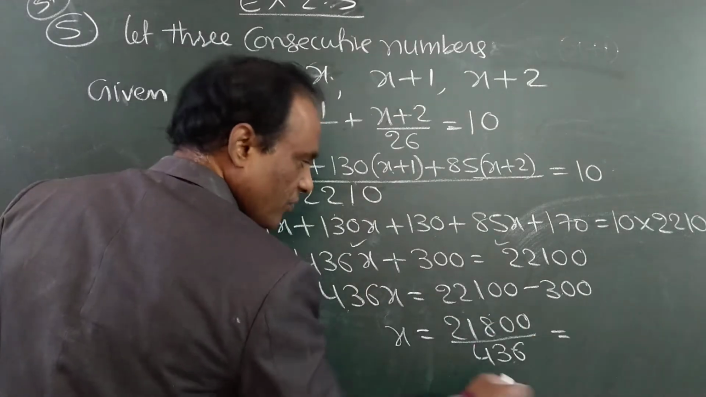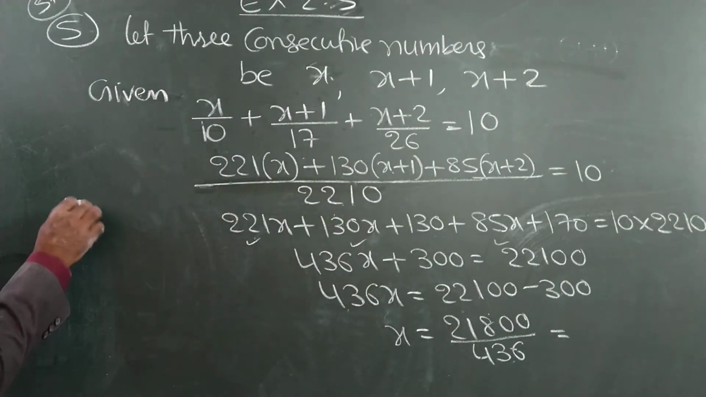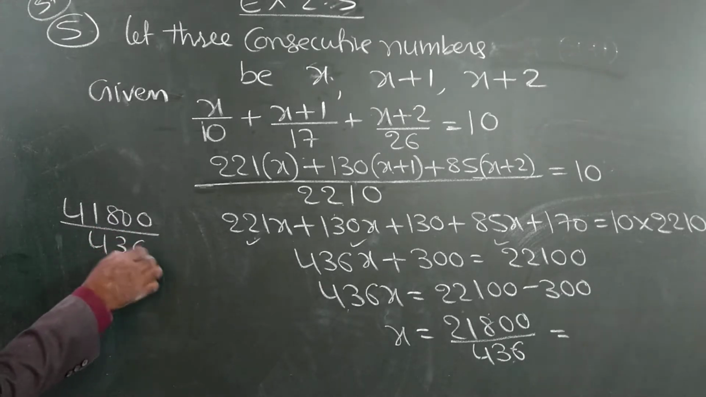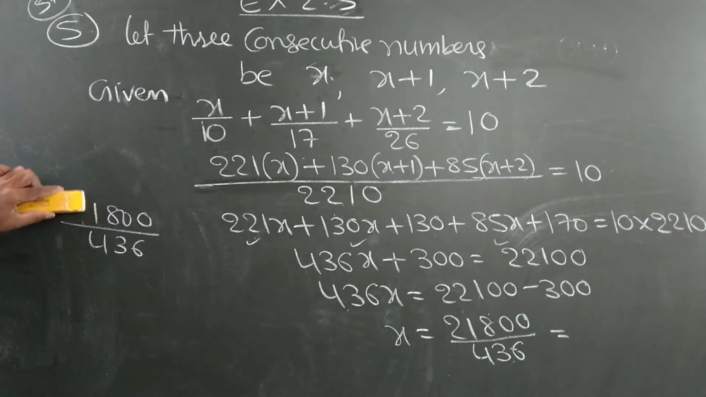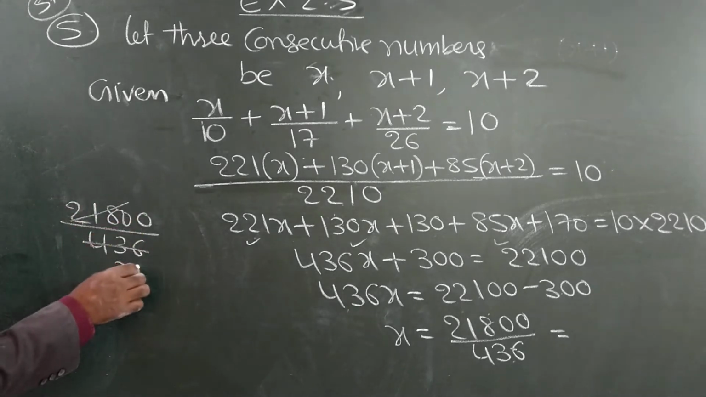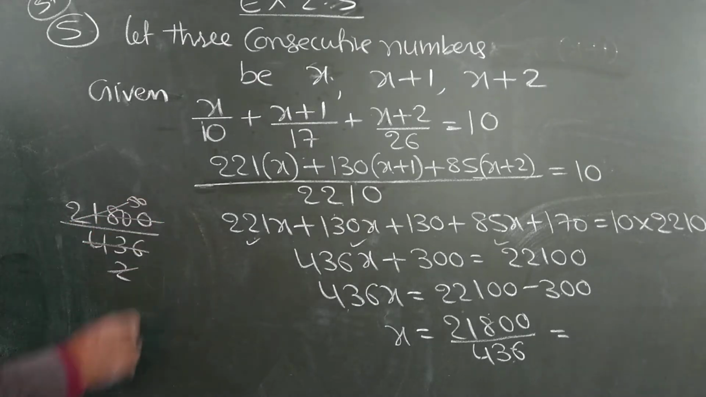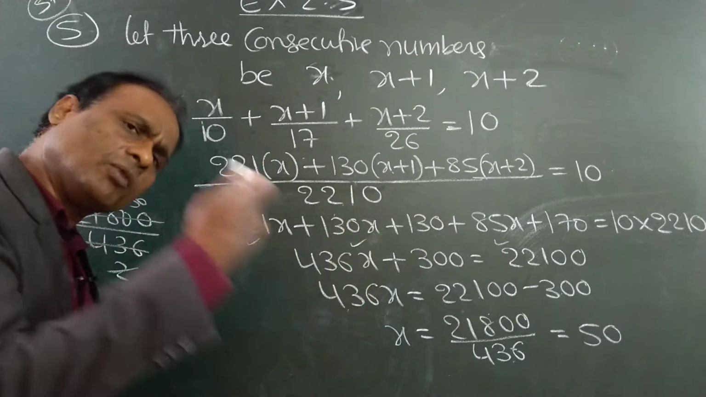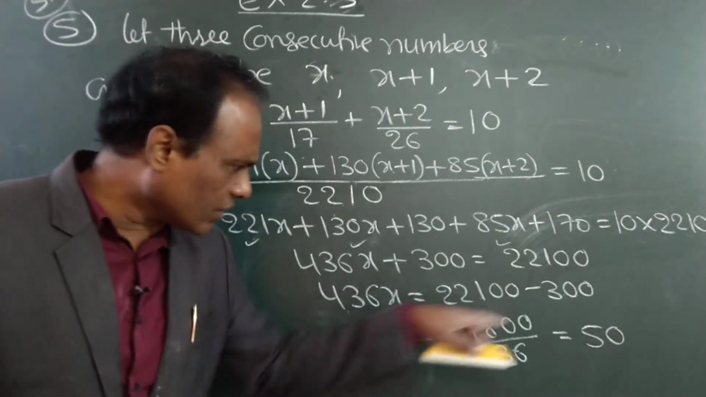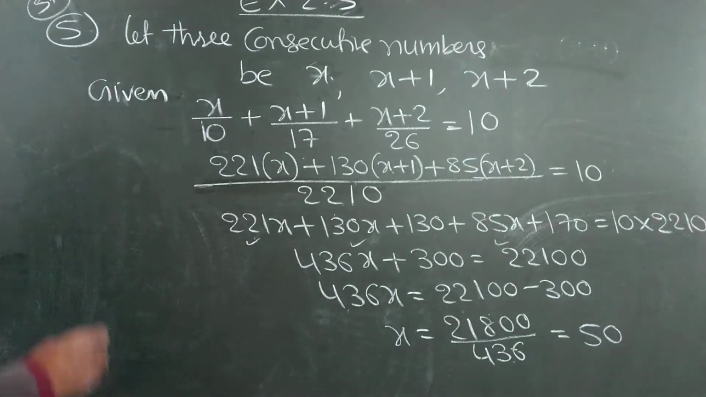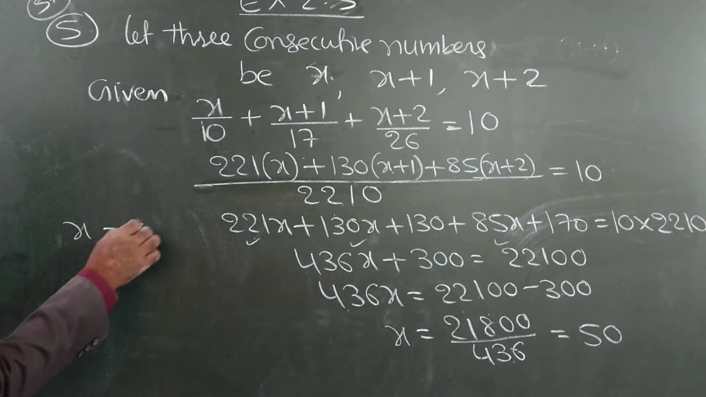Divide this number by 436. 21800 by 436. 218, 2 times; 250 times. So finally the value is 50. You can divide with 2 table, 4 table, like that. Go on simplifying this. You will get finally x is equal to 50.